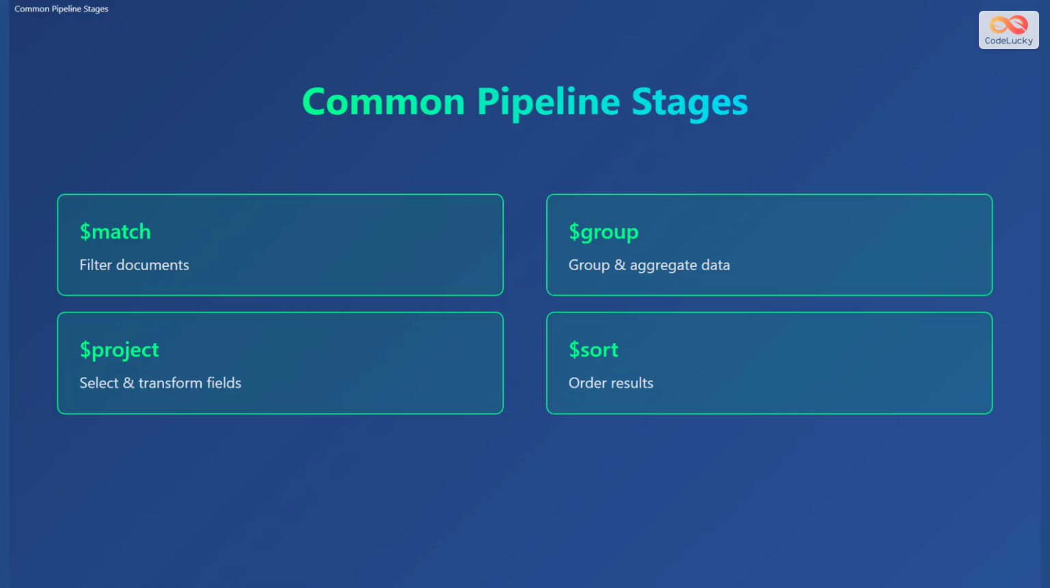Third, there is $group. This stage is used to group documents based on a field and perform aggregation operations on each group, such as calculating sums, averages, or counts. Fourth, there is $sort. This stage is used to sort the documents based on one or more fields in ascending or descending order.